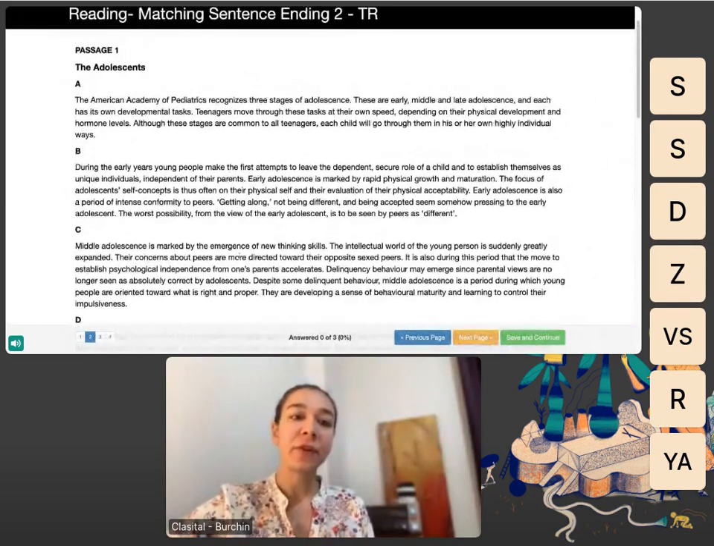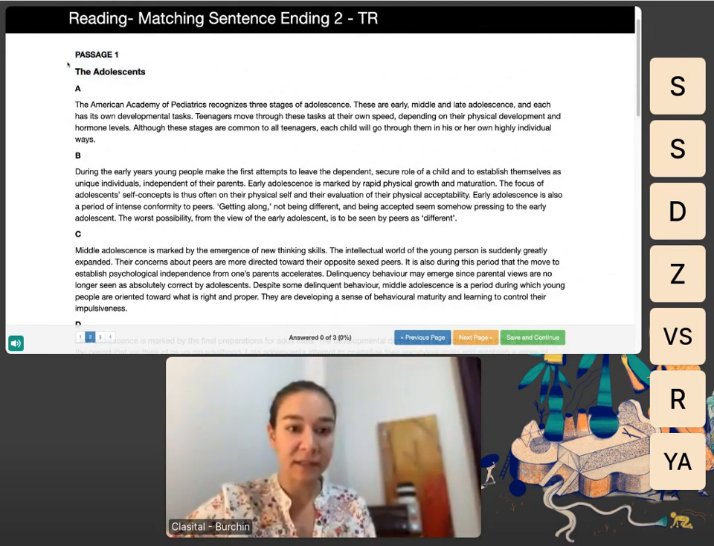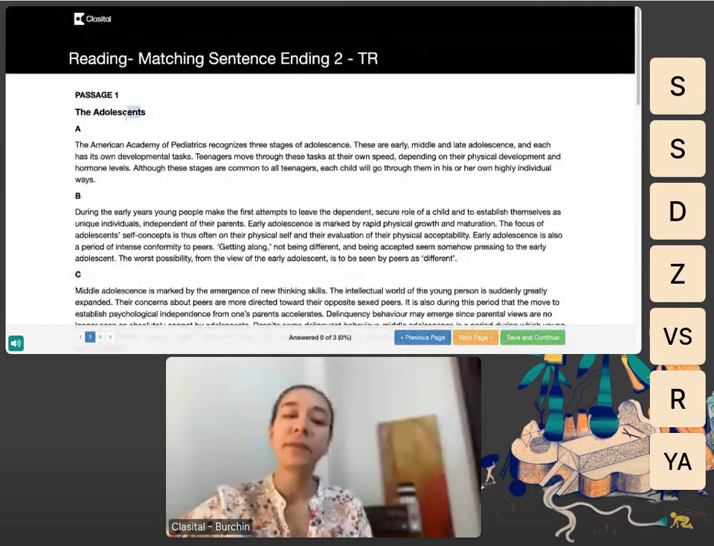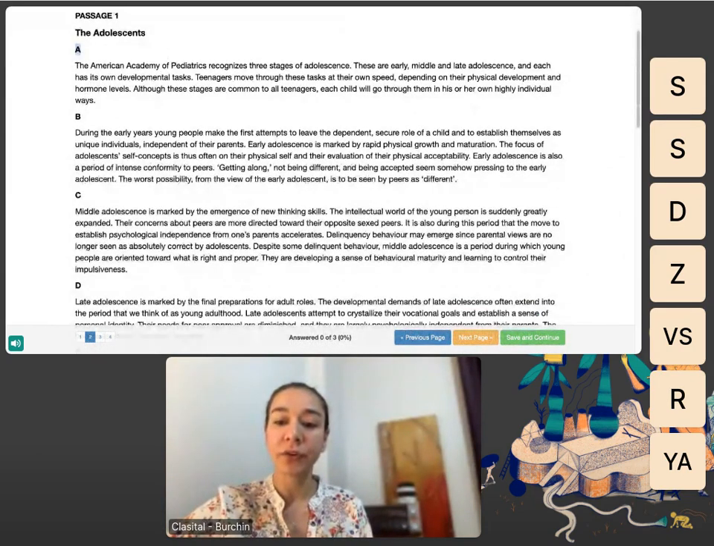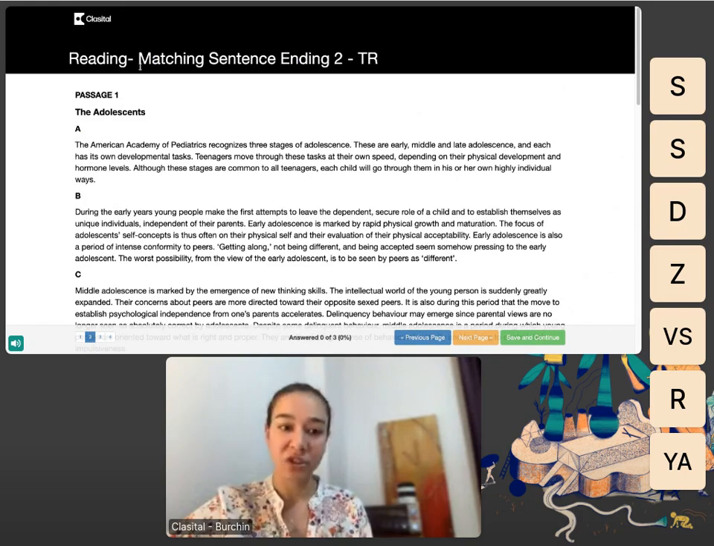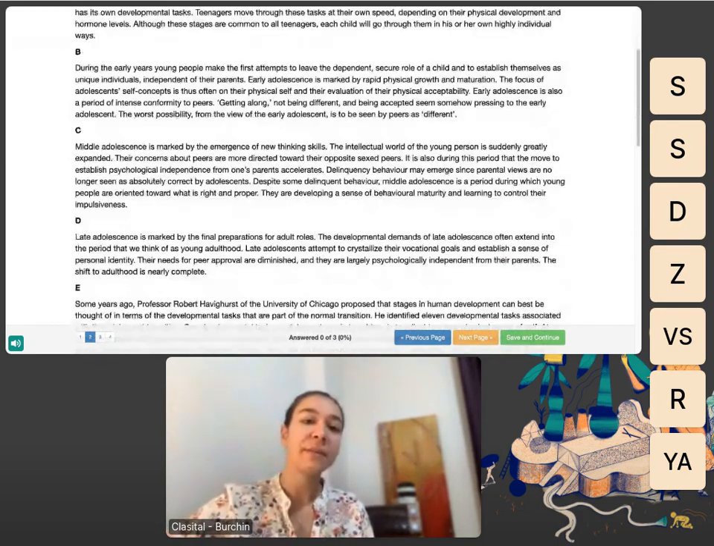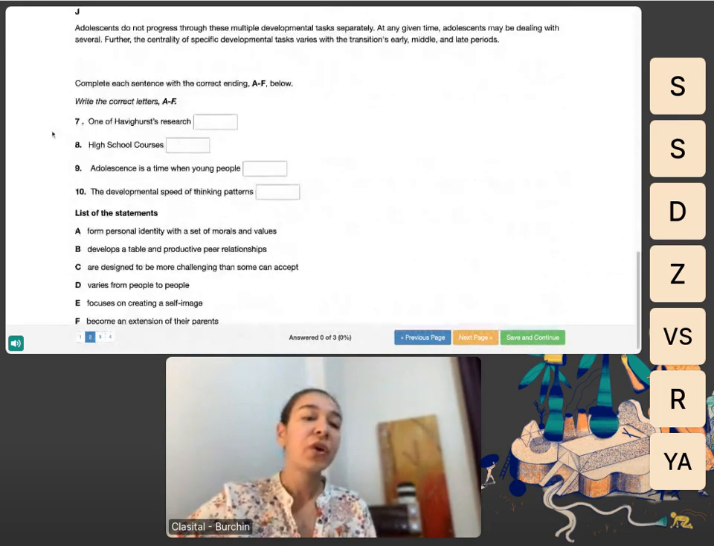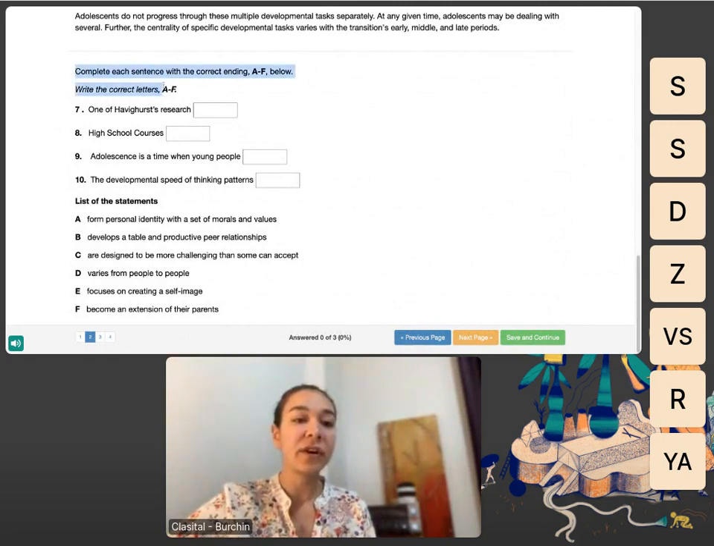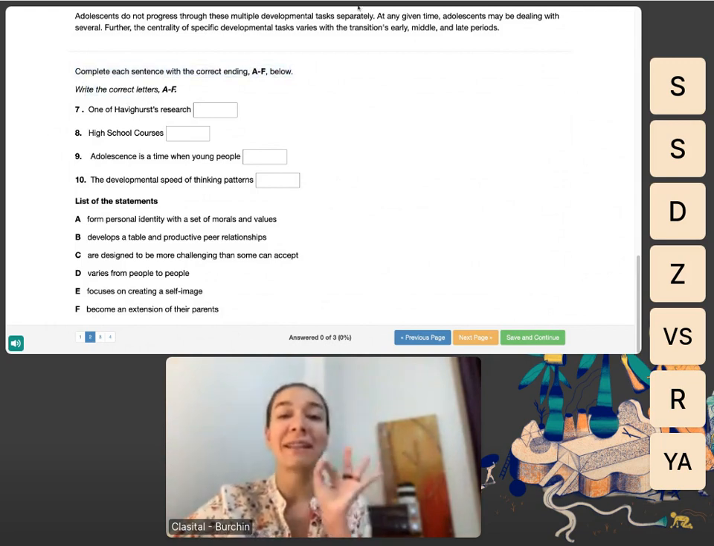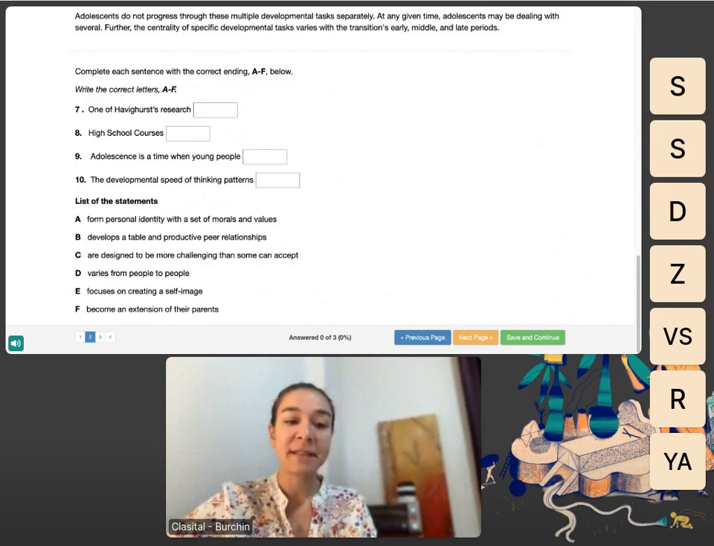Yes, this is from passage one, the adolescence. Now I am going to show you. This is matching sentence endings. Here, questions. So first, let's read the question. Complete each sentence with the correct ending A to F below. Write the correct letters. Okay, let me send you the questions and the sentence endings too, so we can look for the answers together.